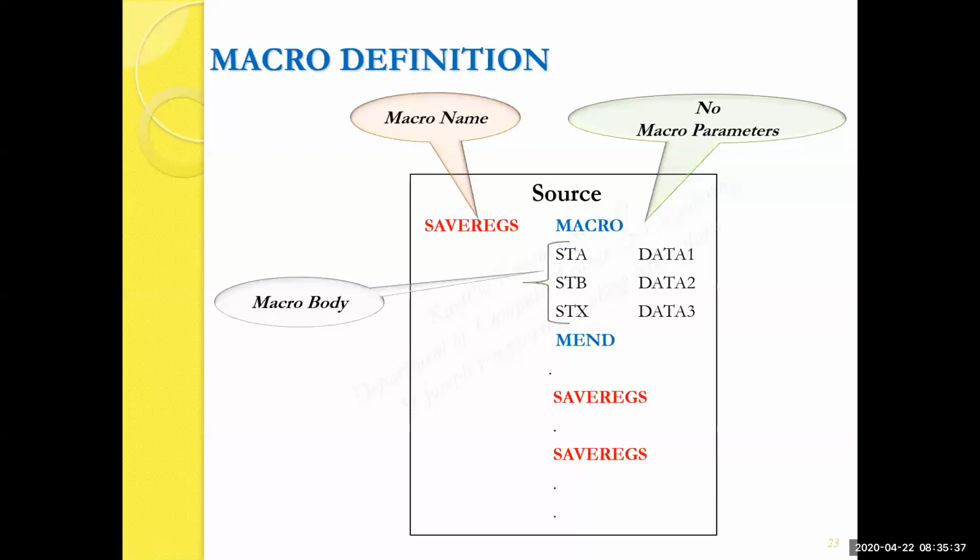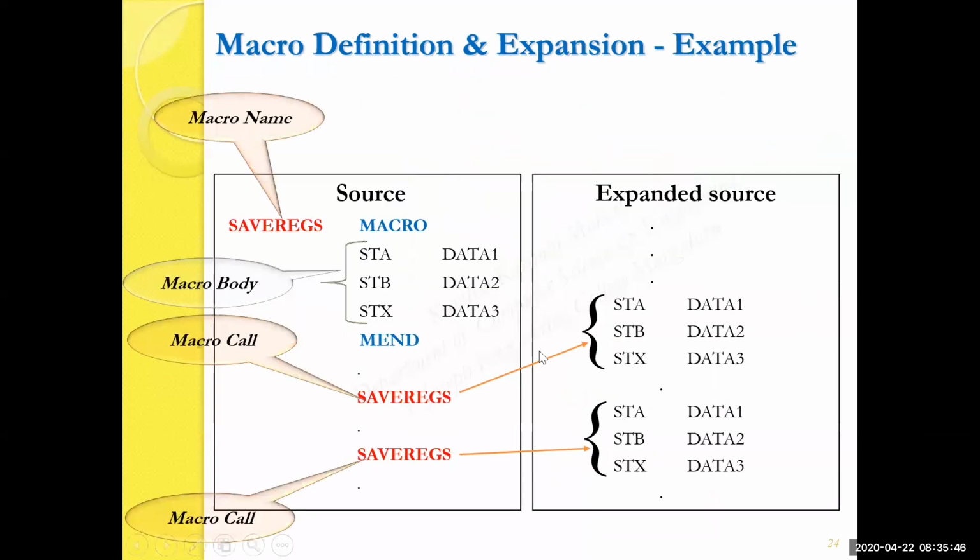So as I mentioned, this is an example of a macro without parameters, and likewise the macro call doesn't have any arguments. When this macro invocation statement is encountered or read by a macroprocessor, it replaces this statement with statements that form the body of the macro. In this case, the body of the macro has the three instructions: STA data 1, STB data 2, and STX data 3. Again, the second macro invocation, save registers, generates the same set of statements: STA data 1, STB data 2, and STX data 3.